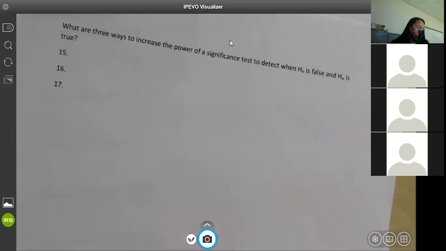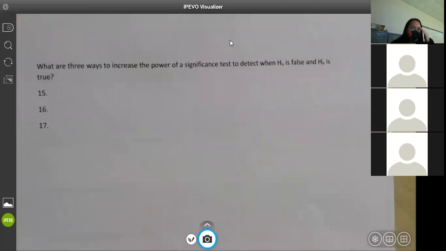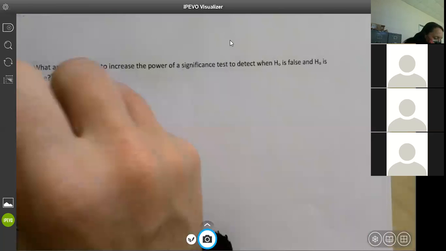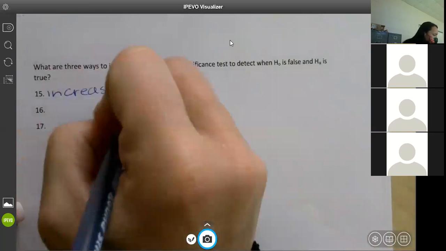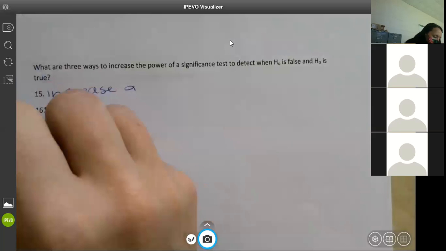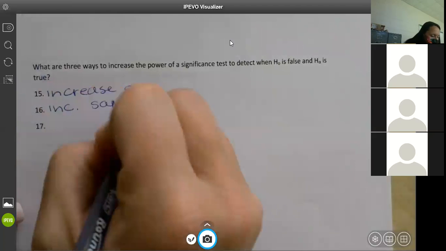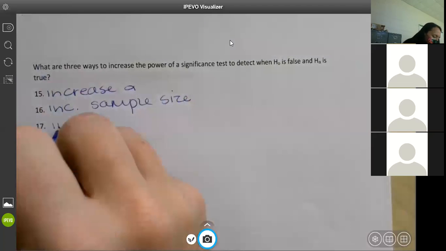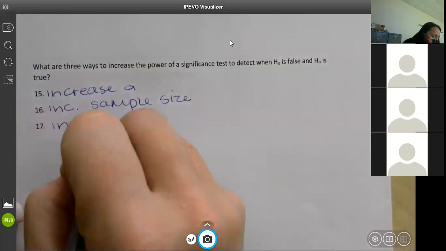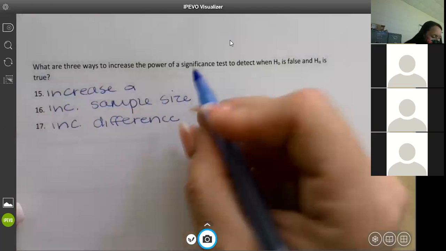You will need to know these. What are the three ways to increase the power of a significance test to detect when H sub O is false and H sub A is true? You can increase your alpha. You can increase your sample size. And then you can increase your difference between the null and the parameter.